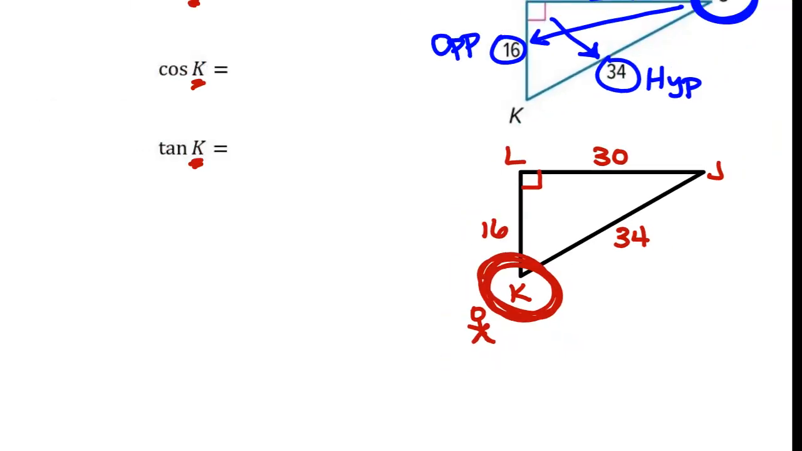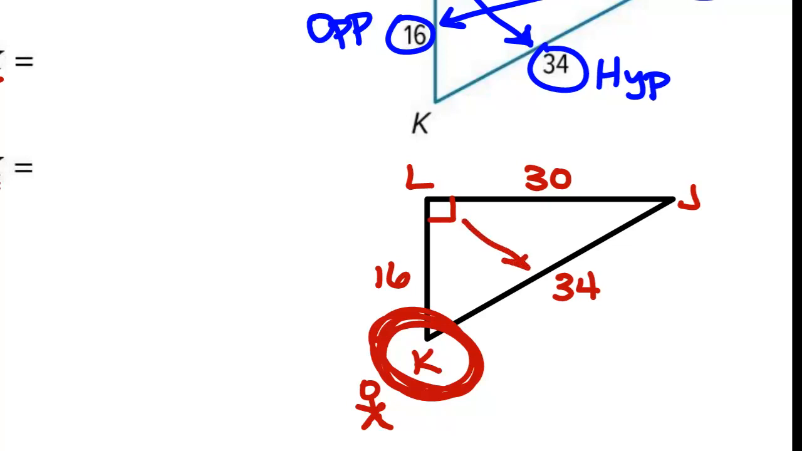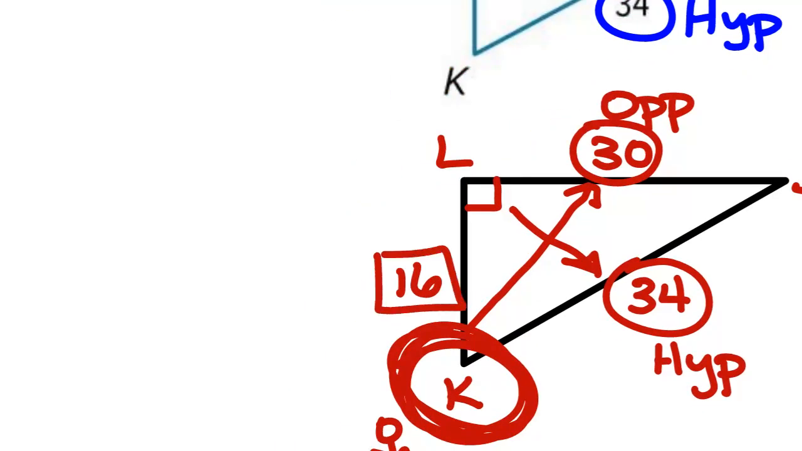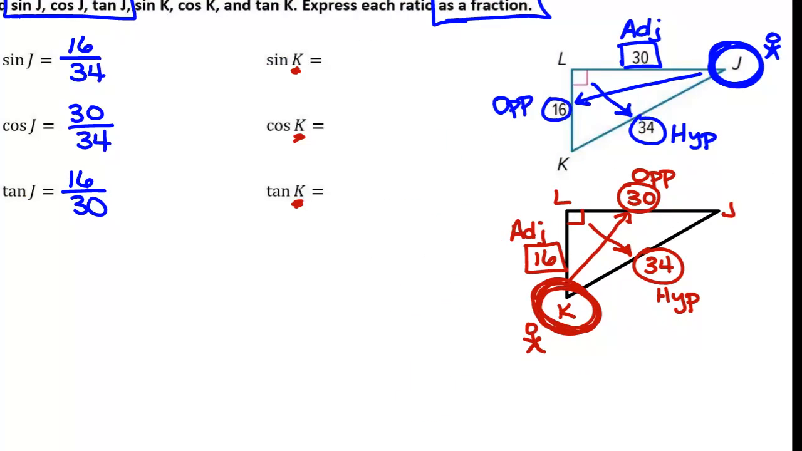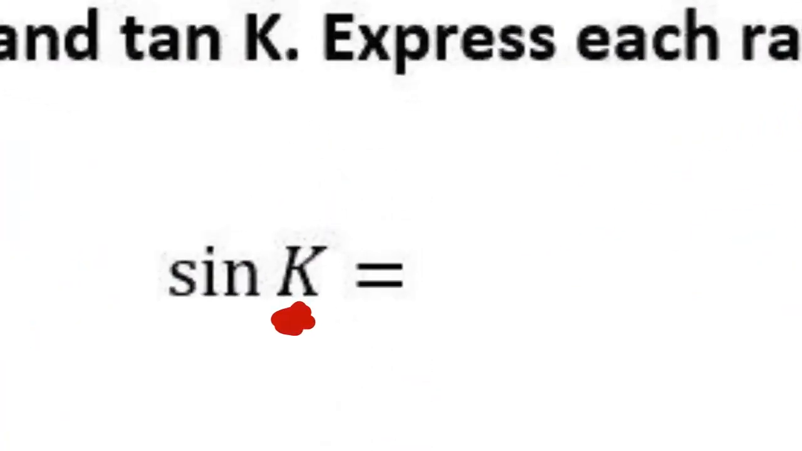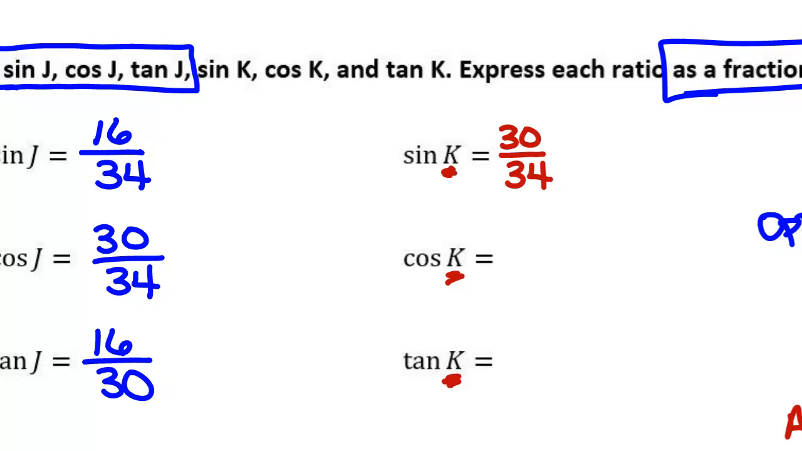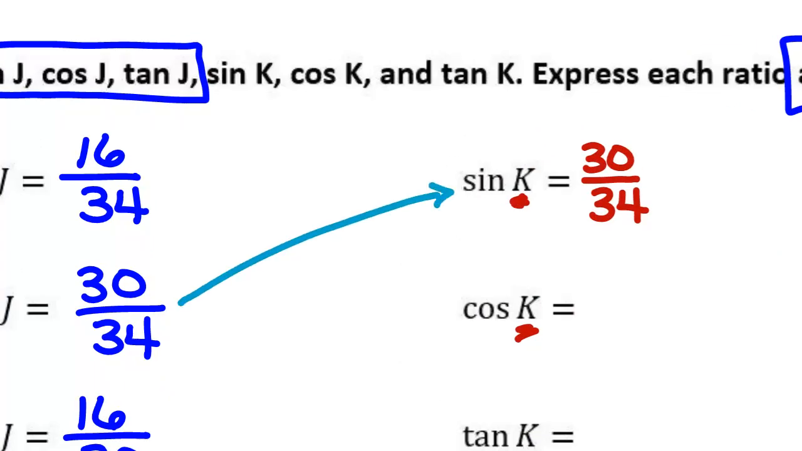And we label our sides based on where we've moved to. Hypotenuse didn't change. Hypotenuse is still 34. But now, opposite the angle that I'm standing at is 30. And the adjacent side would be 16. So the hypotenuse stayed in the same spot, but the opposite and adjacent switched. So for sine, opposite over hypotenuse, my opposite side is 30. My hypotenuse is still 34. So 30 over 34. Notice that's exactly the same as the cosine of the other angle.